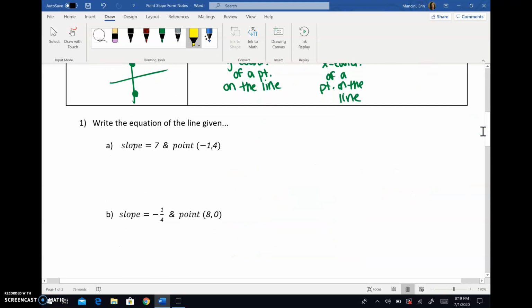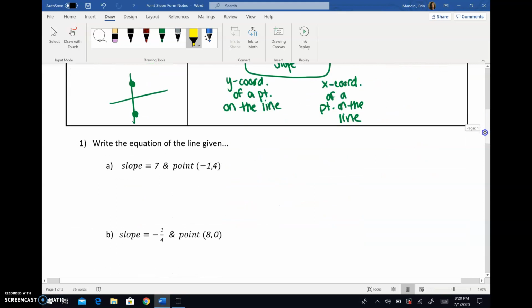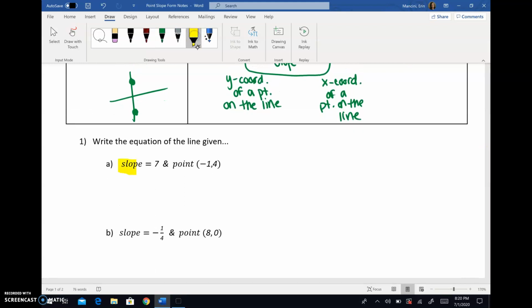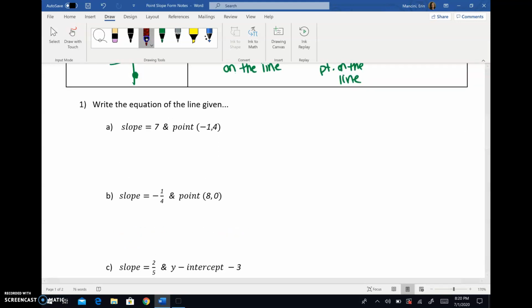I'm going to give you a few examples here. So it says write the equation of the line given. This is just like when we did slope intercept form, but I want you to use point slope form when applicable, aka when we have a slope and a point. So if I have a slope and a point, you're going to use point slope. Makes sense. Math people aren't super creative with their names. If you have a slope and a y-intercept, then you may want to use slope-intercept form, which we'll get to.